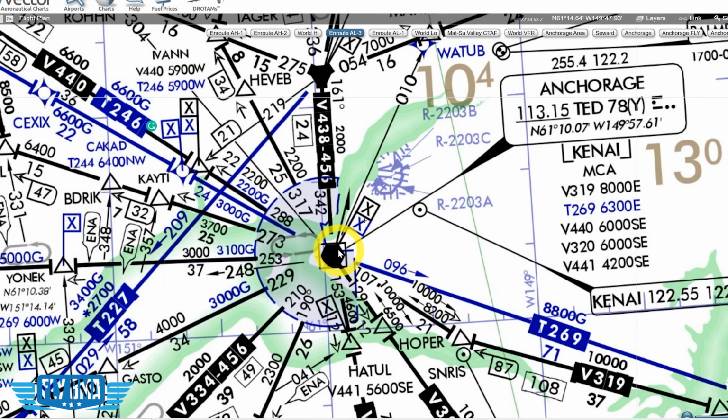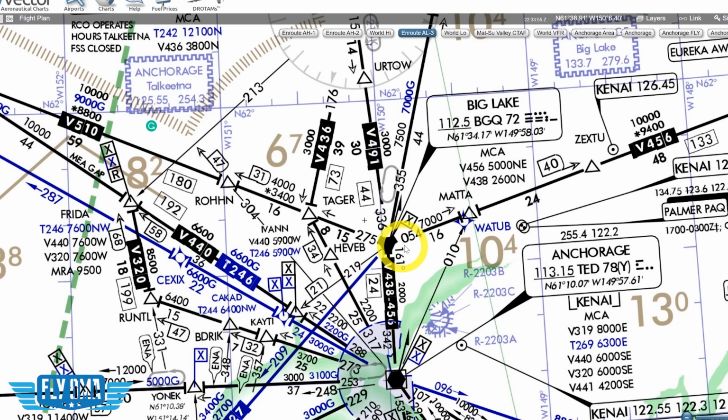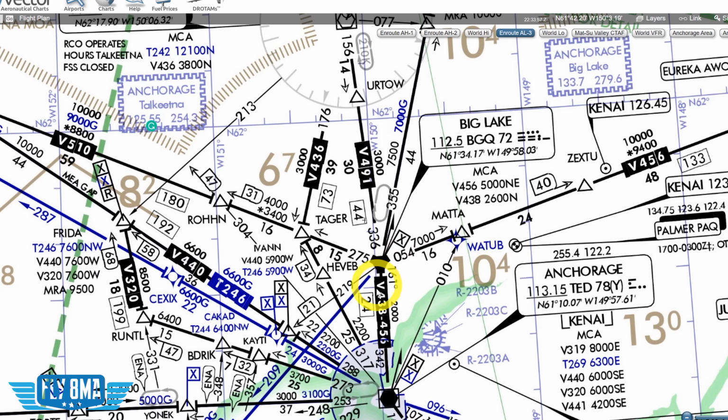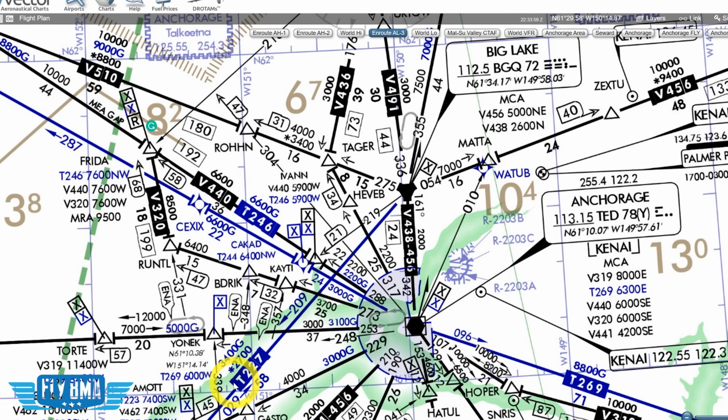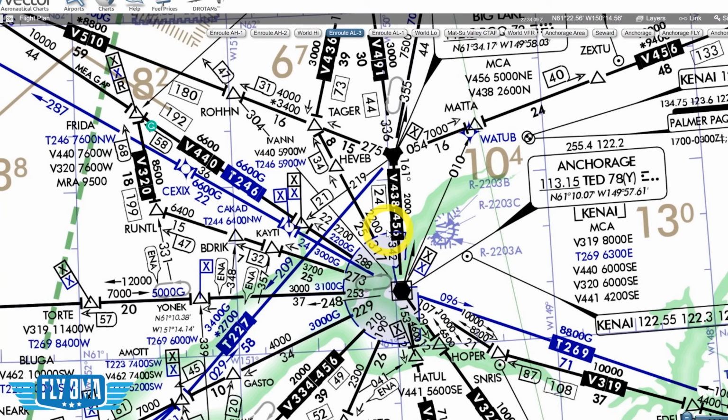But just take a quick look here. We can kind of see there's the TED VOR. There is our Big Lake VOR right there. And here is our Tango 227. They don't want us to come from here or northbound on 456, 438, and then swing back around and try to join that procedure. So that's what they're trying to stop us from doing.